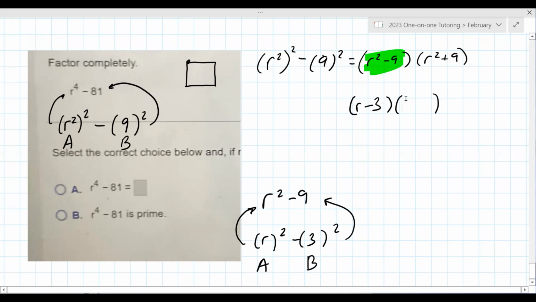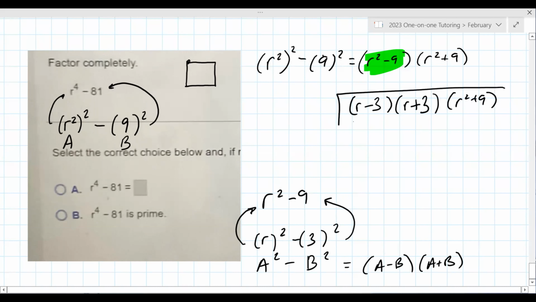And what's the other one? a plus b, so r plus 3. Yes. In terms of the answer, you bring the r squared plus 9 down. That's your answer.